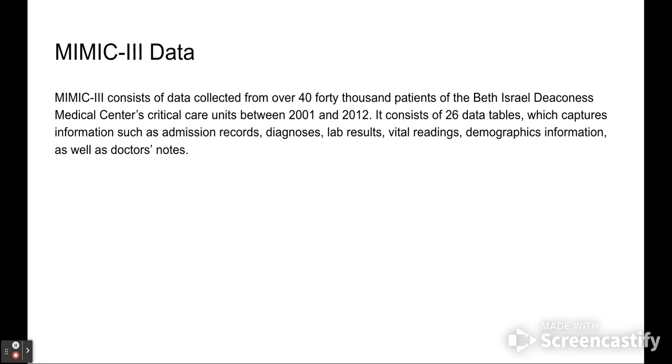Next, I'll go over the methodology. For this analysis, we used MIMIC data, which consists of data collected from over 40,000 patients of the Beth Israel Deaconess Medical Center's critical care units between 2001 and 2012. This data consists of 26 different tables, which capture a lot of information such as admission records, diagnoses, lab results, vital readings, demographic information, as well as doctor's notes.